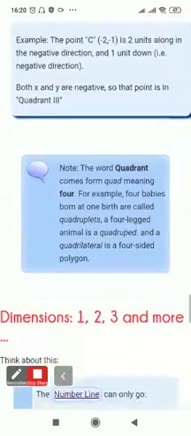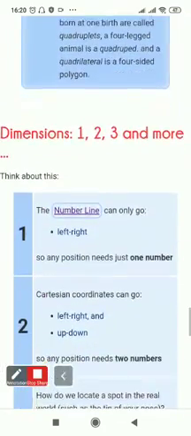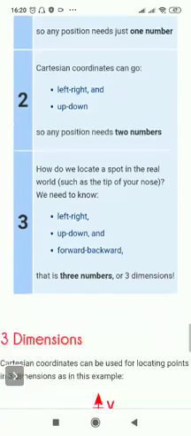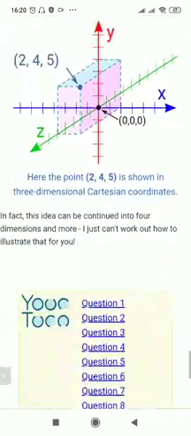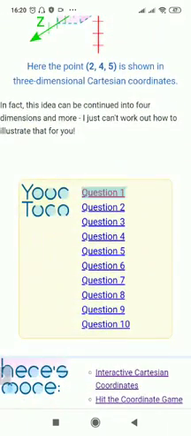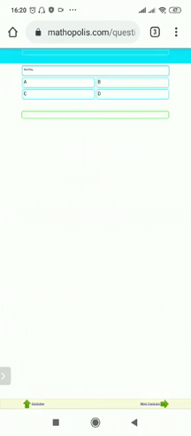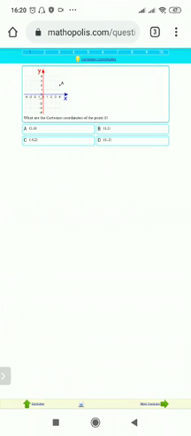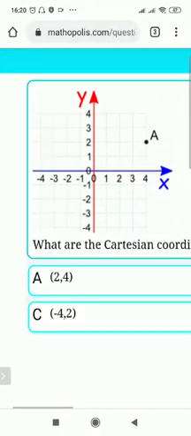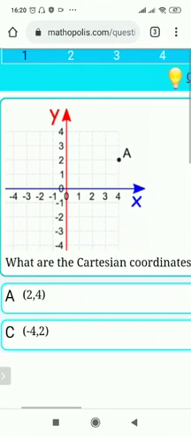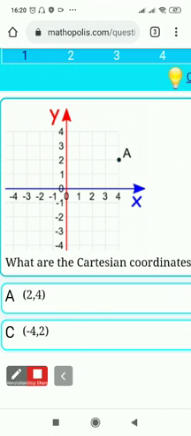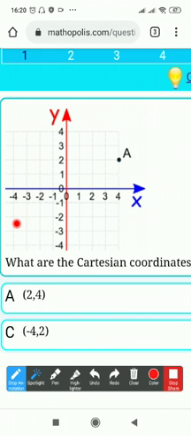Okay. So this is all the basic things about the Cartesian plane and the graph. So now let's see question 1 here. You can see there is a grid here and A is marked on this grid. We have to find out the Cartesian coordinates of A, the coordinate pair or ordered pair of A.